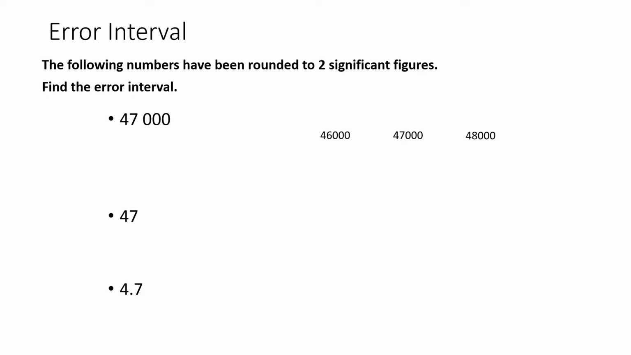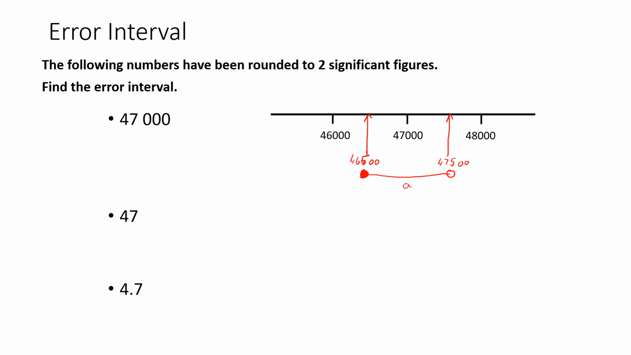Okay, so we have looked already at the number 47,000 rounded to two significant figures. We used the number line, and from the number line we found the boundary, the limit of where the numbers could have been if they rounded to 47,000. So we would have had 46,500 and 47,500. Therefore, our error interval was from 46,500, including 46,500, all the way to 47,500, and we would write the error interval, if we use the letter A to represent the number, in this correct notation: A is greater than or equal to 46,500, but A has to be less than 47,500.